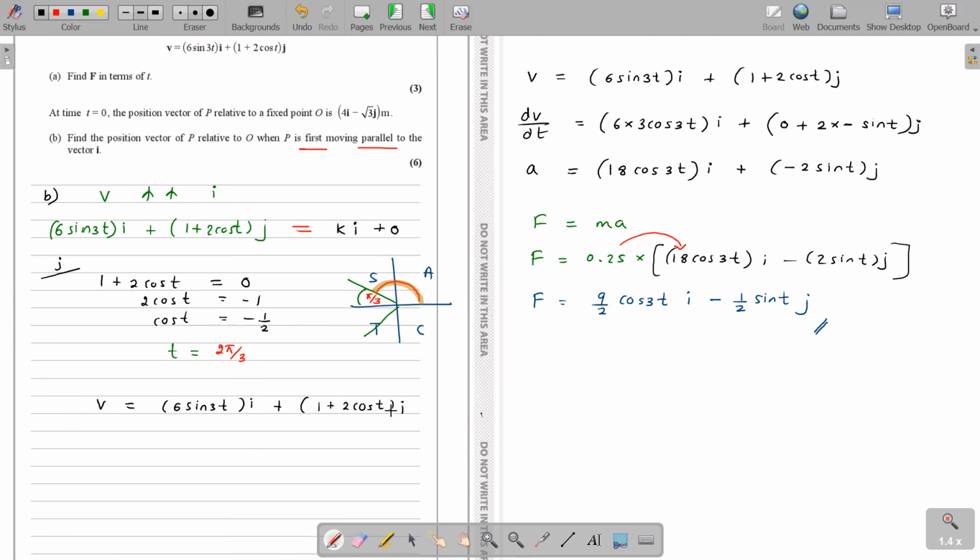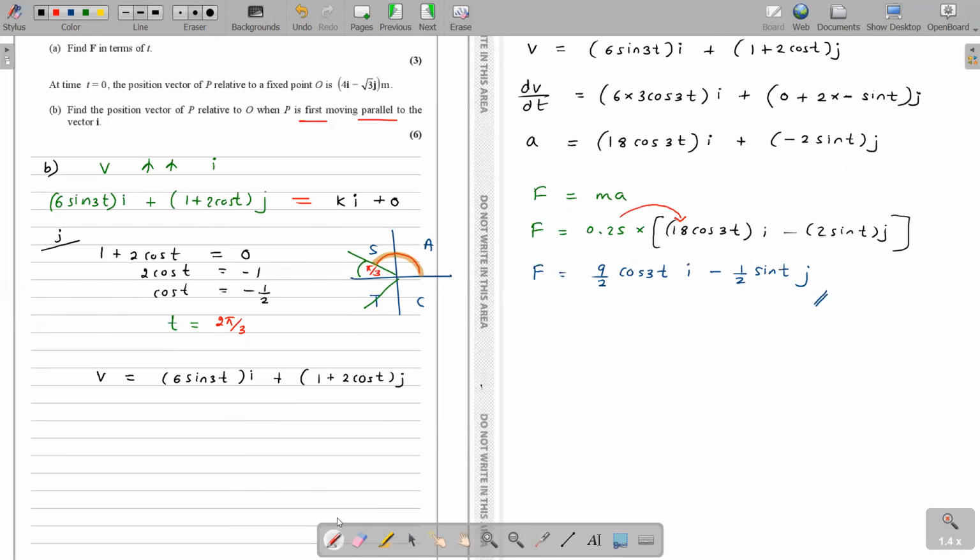Why just 2 pi over 3? 2 pi over 3 is the first angle. They have told us to find the position vector of P relative to O when P is first moving parallel to the vector. There are many other places where cos t becomes minus half, and we have multiple solutions, but they want the first one. So that's why I took the first one. Then let's integrate. Start integrating.